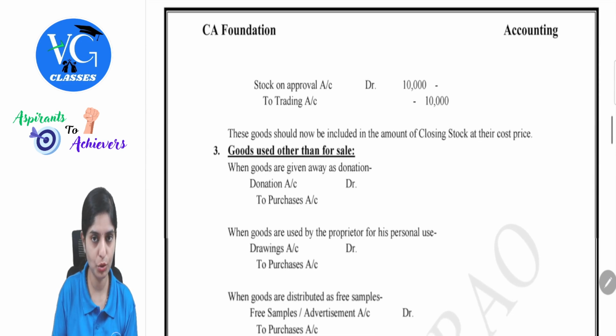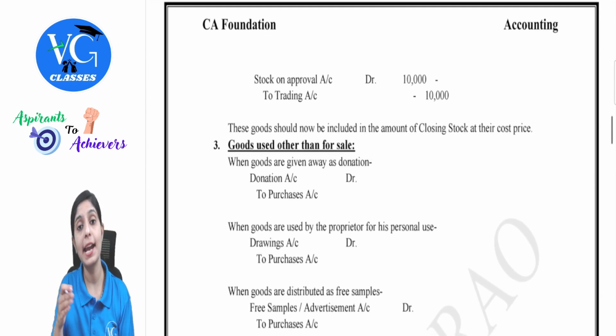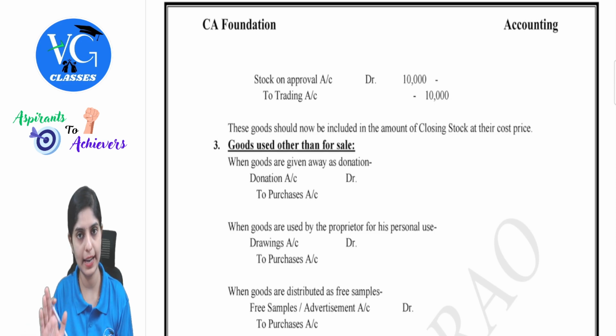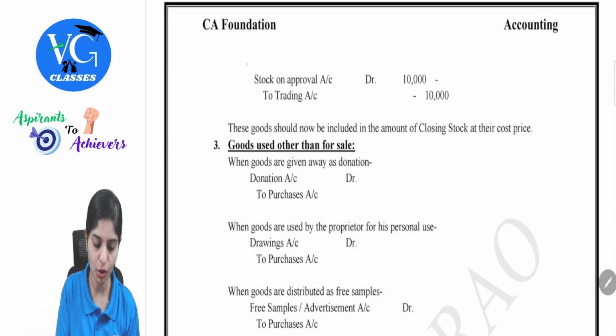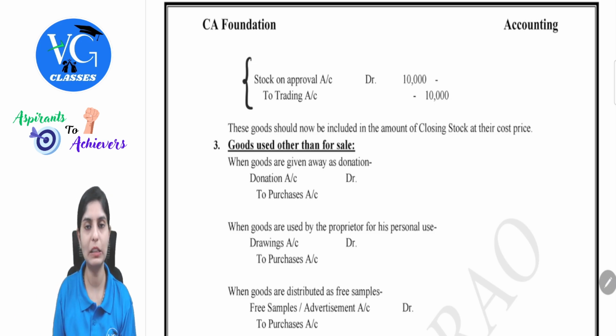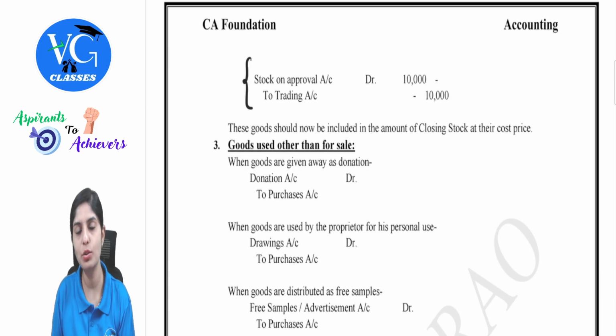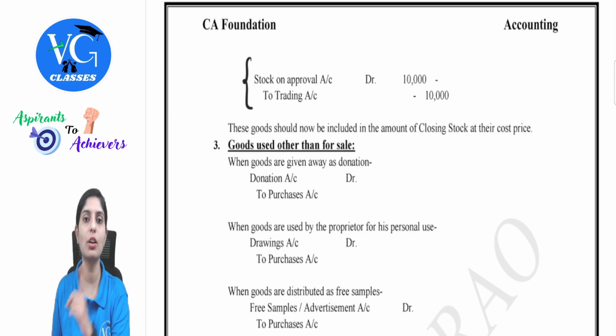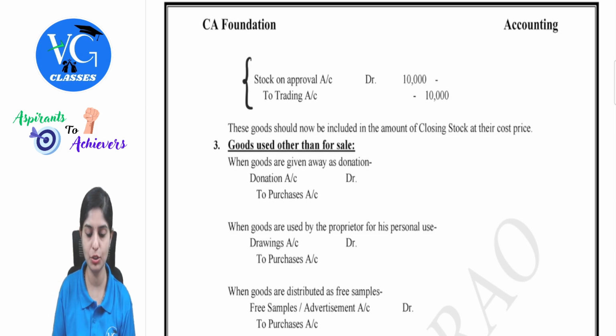Now, when you take back those goods, it will get added to your stock of goods, right? So that will be reflected as stock on approval account debit because that was sent for approval to trading account. This is as good as closing stock. You are adding it to closing stock because for closing stock also, what is the entry we understand? Closing stock account debit to trading account, right? So similarly, this is shown.